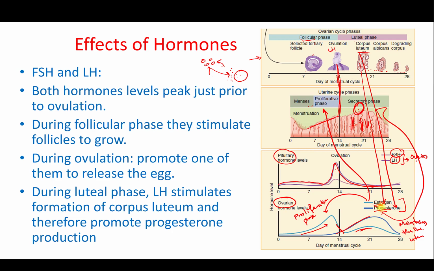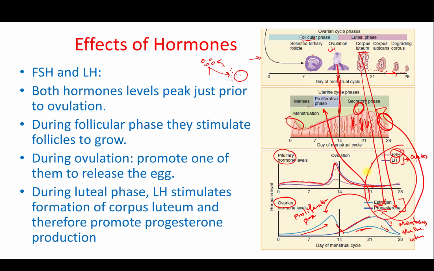Now, if there is no pregnancy, we said the corpus luteum will die. Therefore, we will have a drop in both levels of estrogen and progesterone, and that's when we will have menstruation. We have it because there is no progesterone and estrogen anymore. So that is what's going to happen if we overlap the ovarian and uterine cycle and see the roles of the hormones.